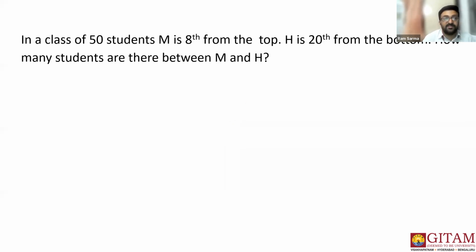Guys, that brings me to the next question now. In a class of 50 students, so total, that's 50. M is 8th from the top. So there should be 7 members present ahead of M. H is 20th from the bottom. So there should be 19 members present next to H. How many students are there between M and H?